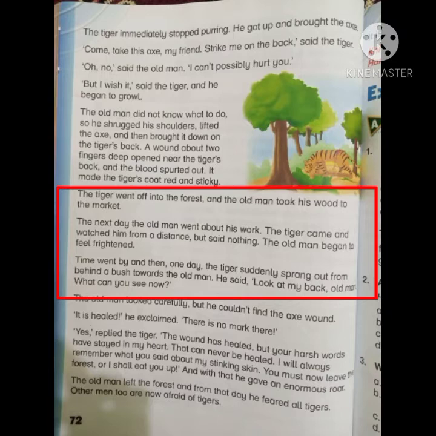Time went by and then one day the tiger suddenly sprang out from behind a bush towards the old man. He said, "Look at my back, old man. What can you see now?" The tiger then went into the forest. The next day, the tiger came again and saw the old man from a distance but said nothing. The old man now became afraid of him. One day, when the old man was working in the forest, the tiger appeared from behind a bush towards the old man and asked him to look at his back now.